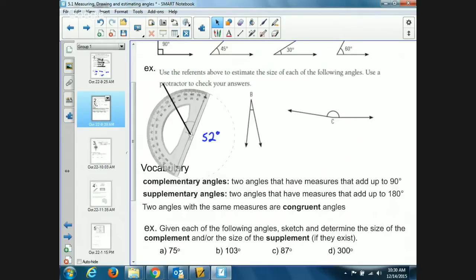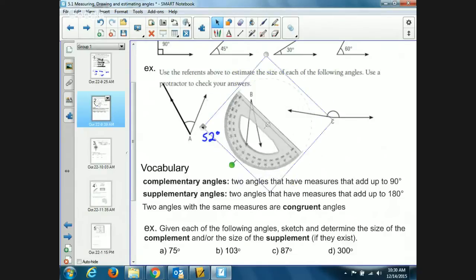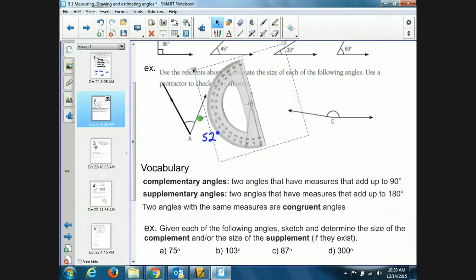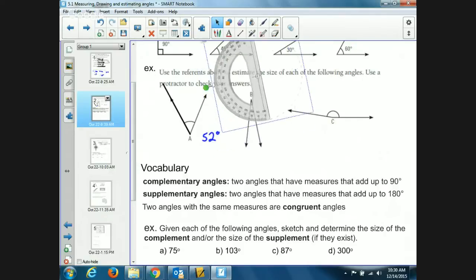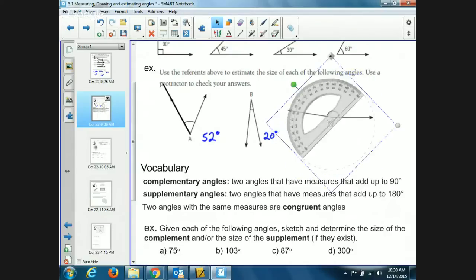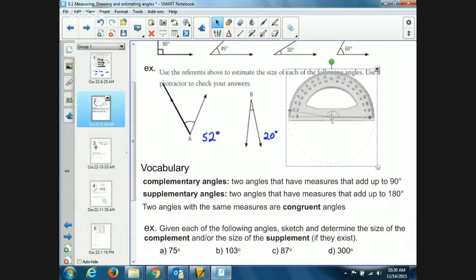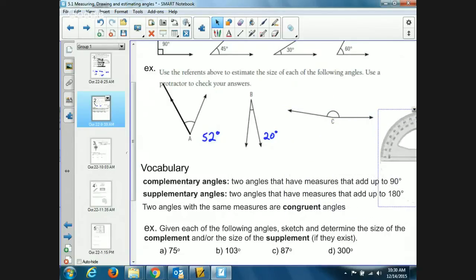I'm going to assume you've already paused the video. When you measure this one, you have to line it up, whether you line it up on this one or the other one. And when you measure that, you'll get about 20 degrees. This one should be 20 degrees. Likewise, when you measure this one, you line it up. Depending on how you line it up, you should get about 170 degrees.